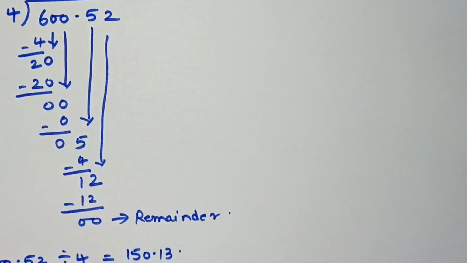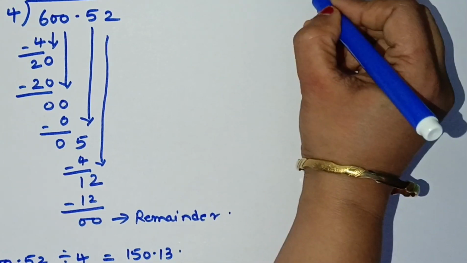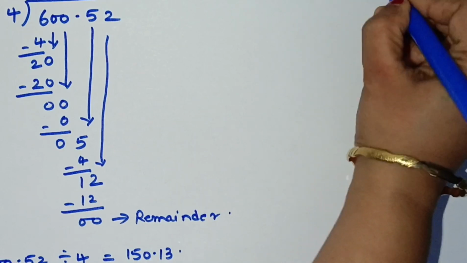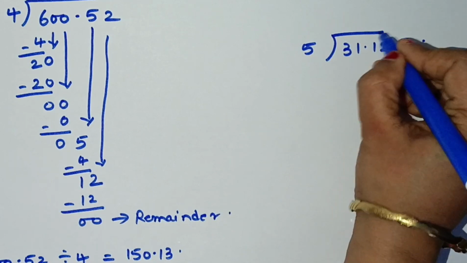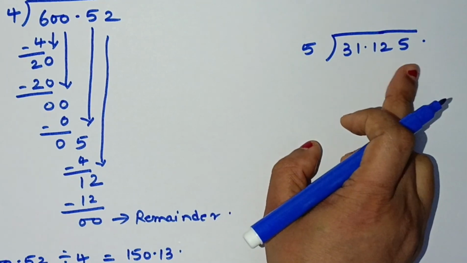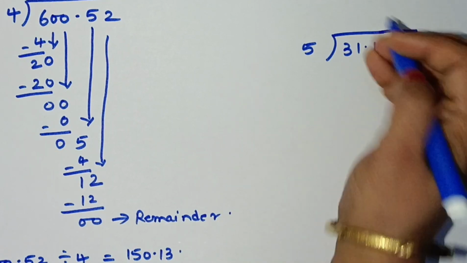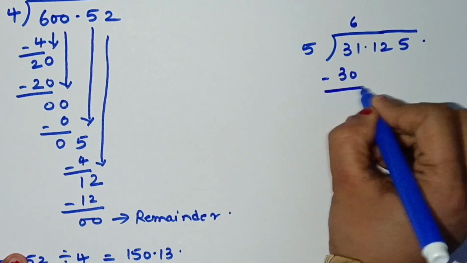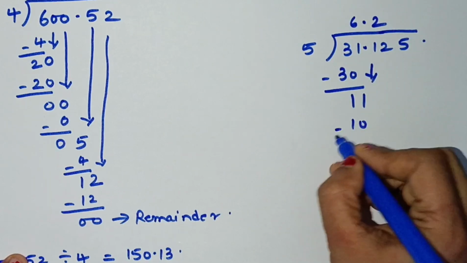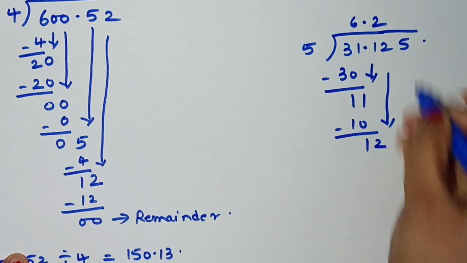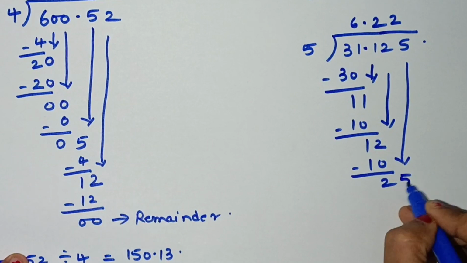Now let's see one more sum over here. Question 7. It says divide 31.125 divided by 5. Now 5 is the divisor. 31 is a whole number, 0.125 is the fractional part, that is called the decimal part. So 5 sixes are 30, remainder 1. Put the decimal point in the quotient. 5 twos are 10. Bring this 2 down. Again 5 twos are 10, one digit at a time.